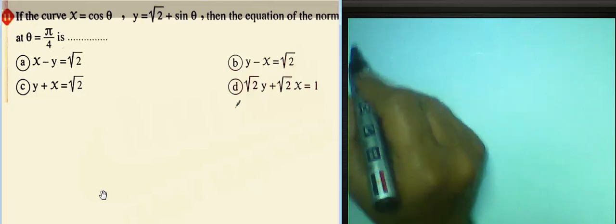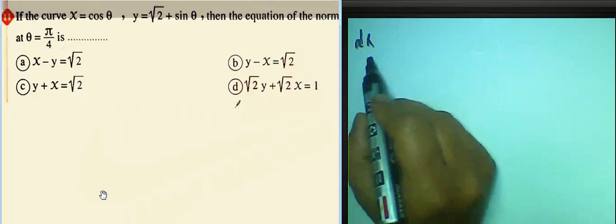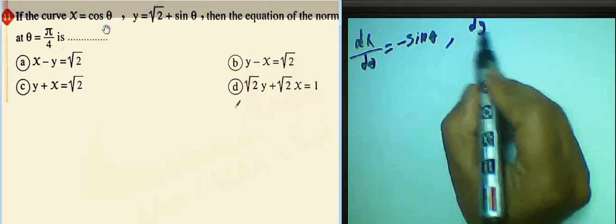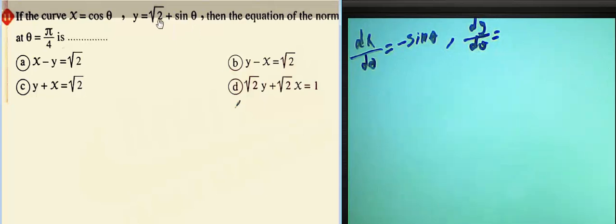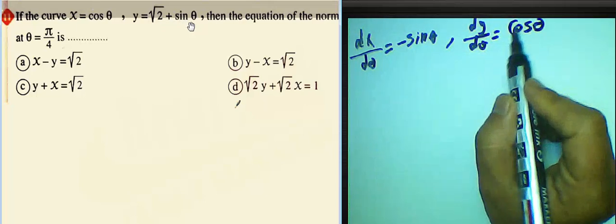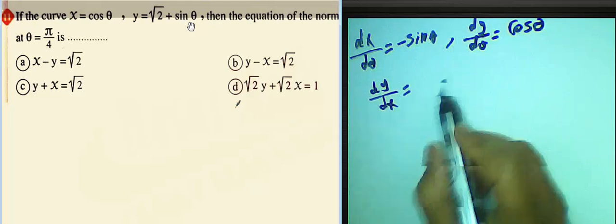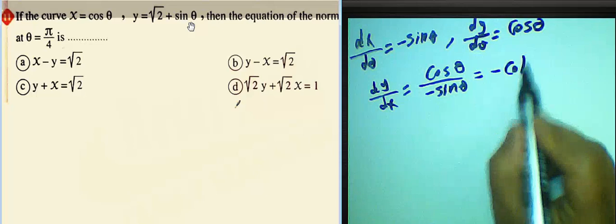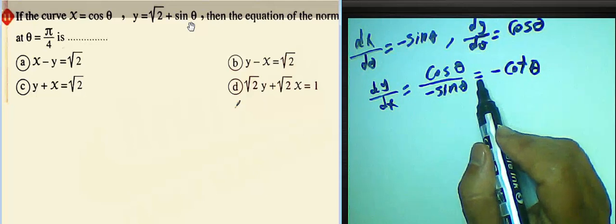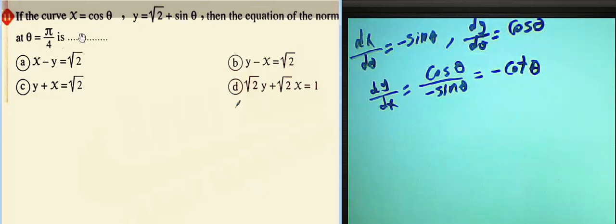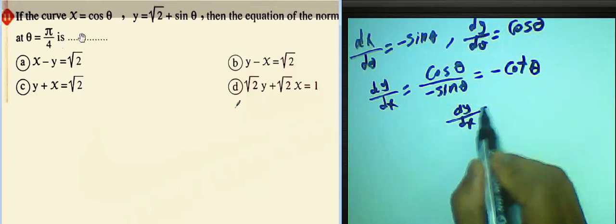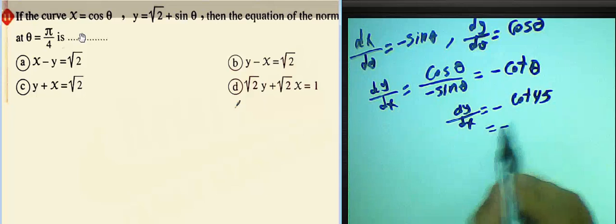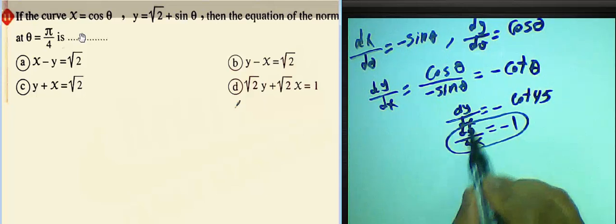Okay, look here, we have x equal cosine theta, then dx over d theta of this function will be negative sine theta. And dy over d theta will be the derivative of root 2, which equals 0, and sine theta will be cosine theta. And then we can find dy over dx, the slope: cosine theta over negative sine theta equal negative cotan theta. Okay, and he gives us theta equal pi over 4. Then dy over dx equal negative cotan 45, equal 1. The result will be negative 1. So the slope dy over dx equal negative 1.